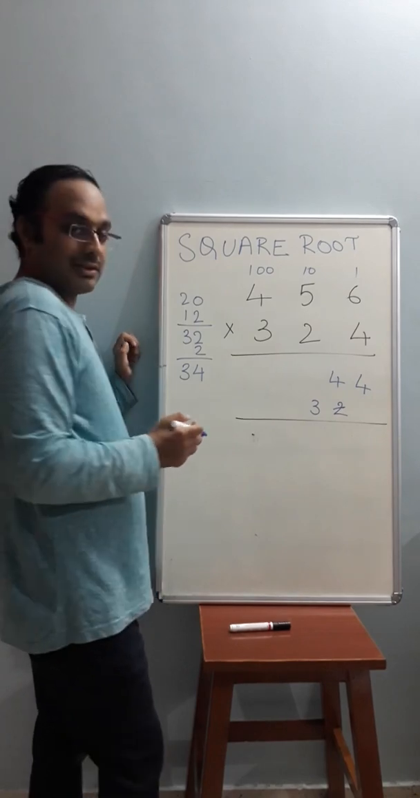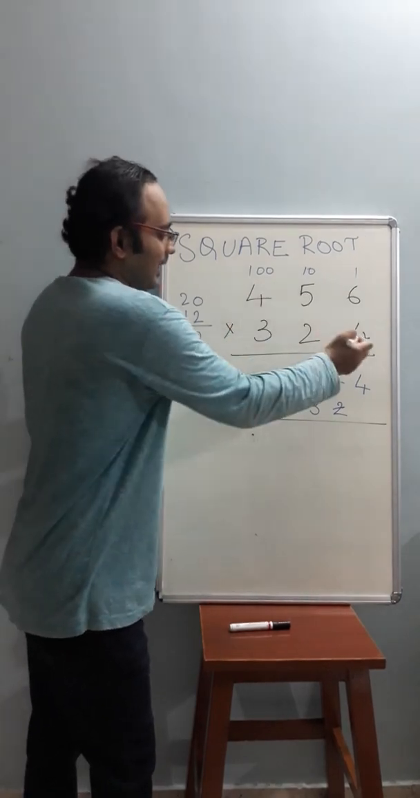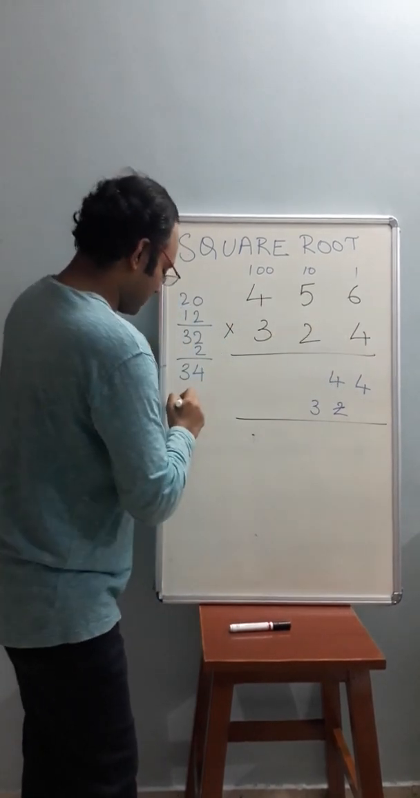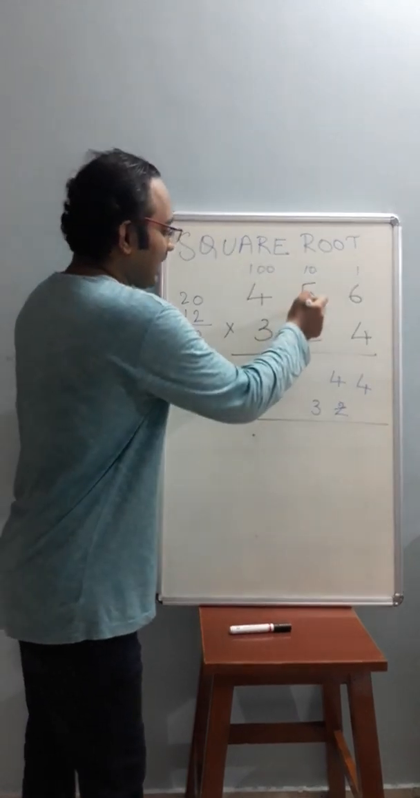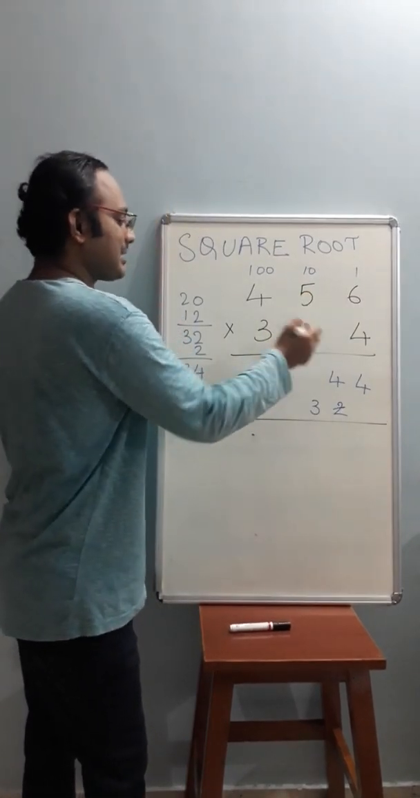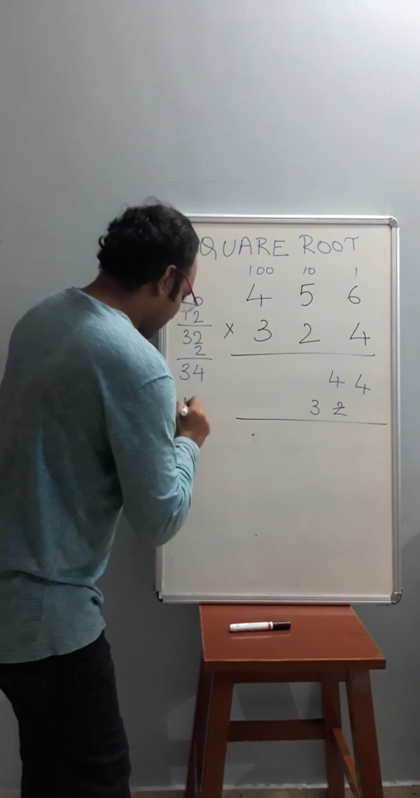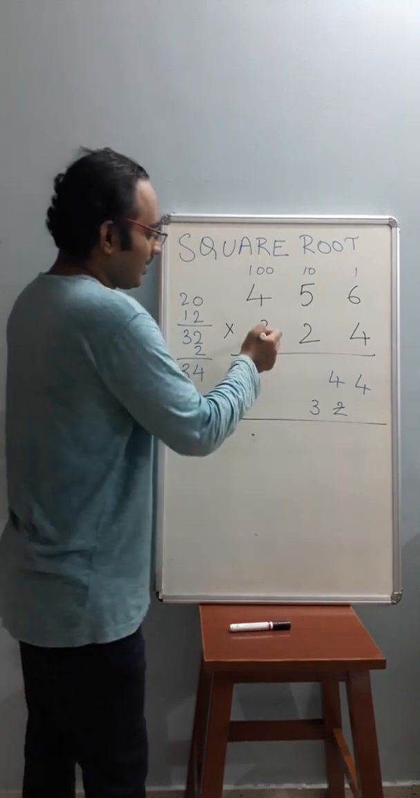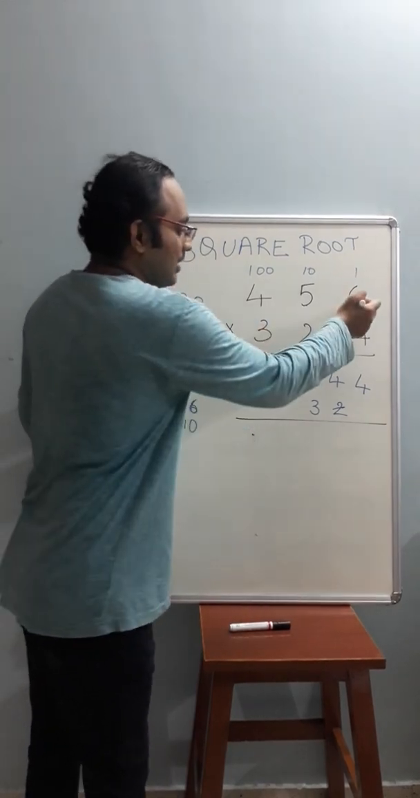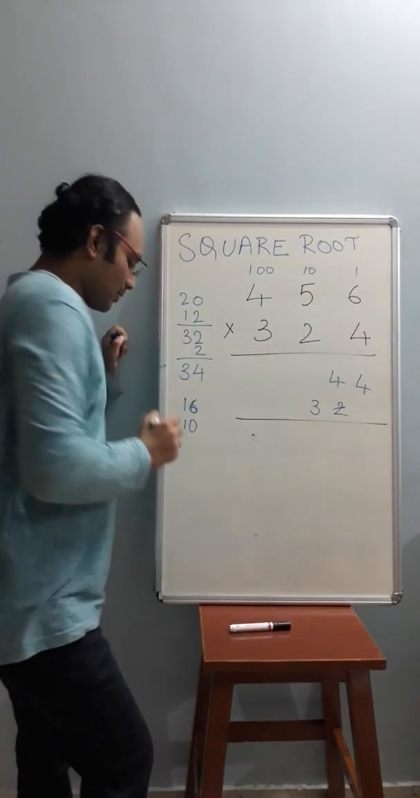Now 4 hundreds into 4, that is 16 hundreds. 5 tens into 2 tens, that is 10 hundreds. 3 hundreds into 6 units, that would be 18.